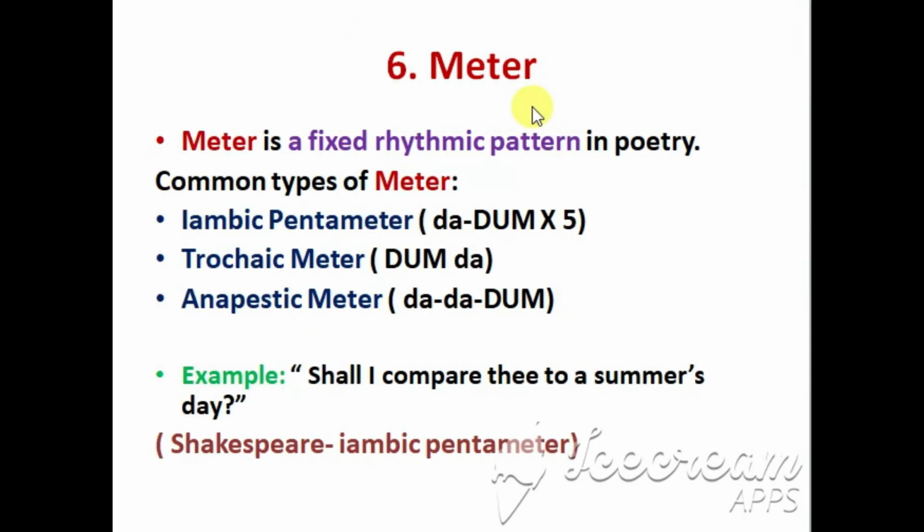Then we have meter. Now what is meter? Meter is a fixed rhythmic pattern in poetry. And the common types of meter are iambic pentameter, trochaic meter, and anapestic meter. So one example we'll see here of iambic pentameter. It is used here. Shall I compare thee to a summer's day? This is from Shakespeare's poem, from a Shakespearean sonnet. So this is also an example of meter.